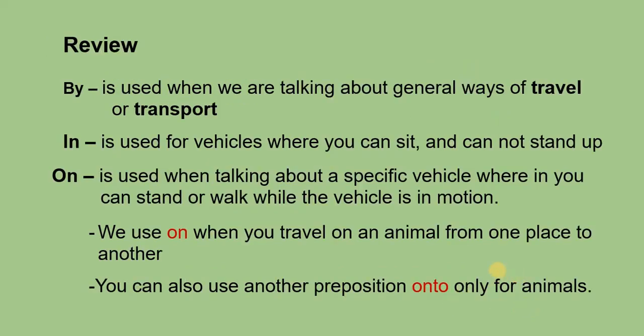Alright? So guys, here let's review. By is used when we are talking about general ways of travel or transport. In is used for vehicles where you can sit and cannot stand up. On is used when talking about a specific vehicle wherein you can stand or walk while the vehicle is in motion. We use on when you travel on an animal from one place to another. You can also use another preposition onto only for animals.